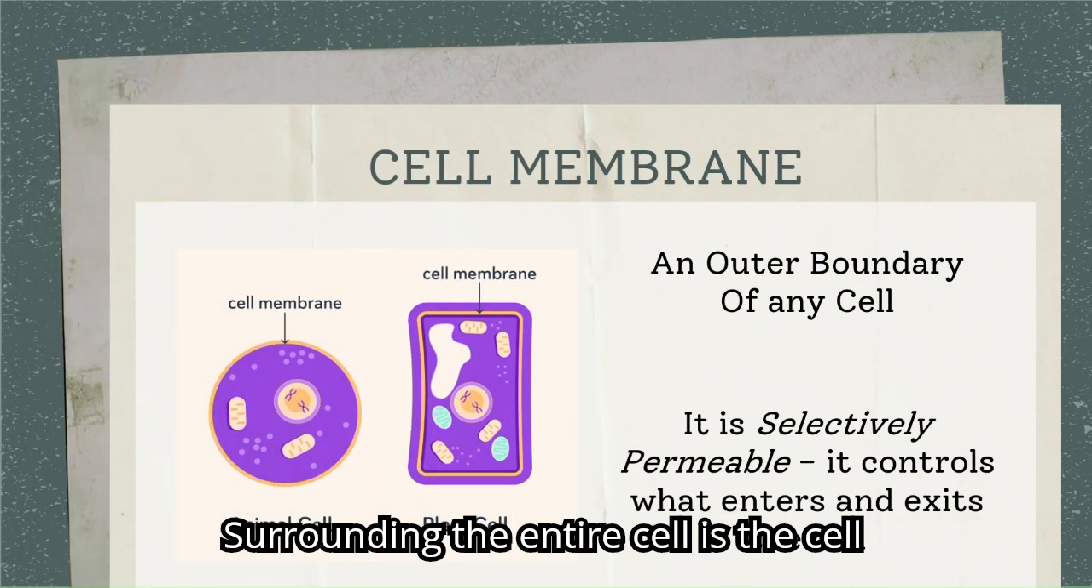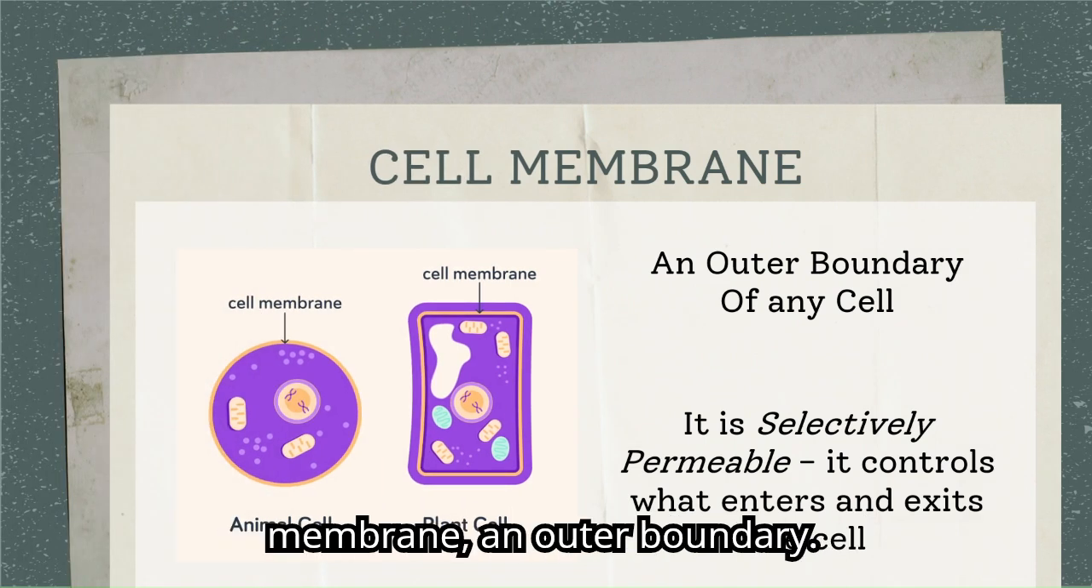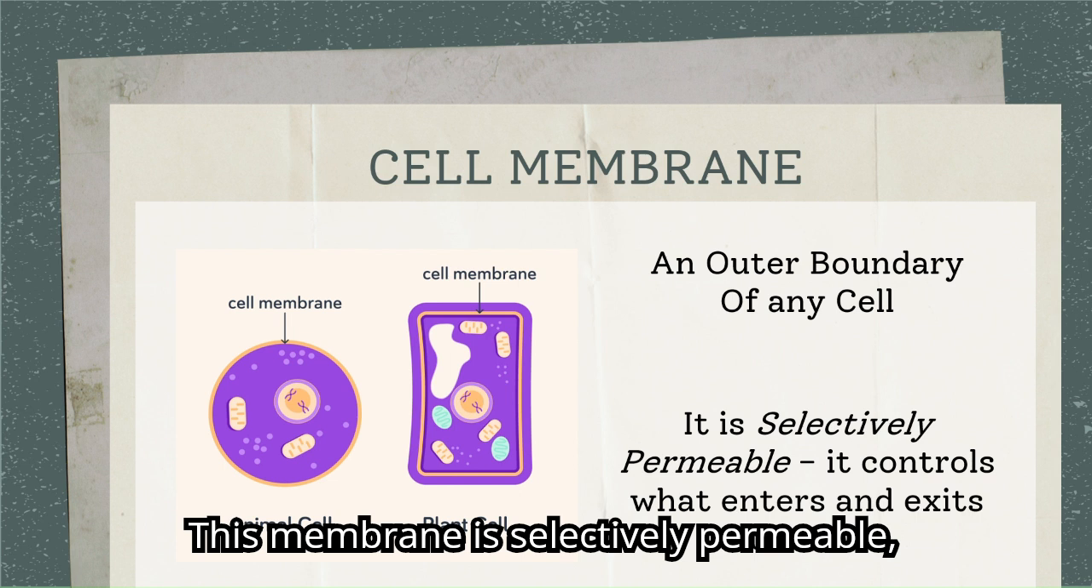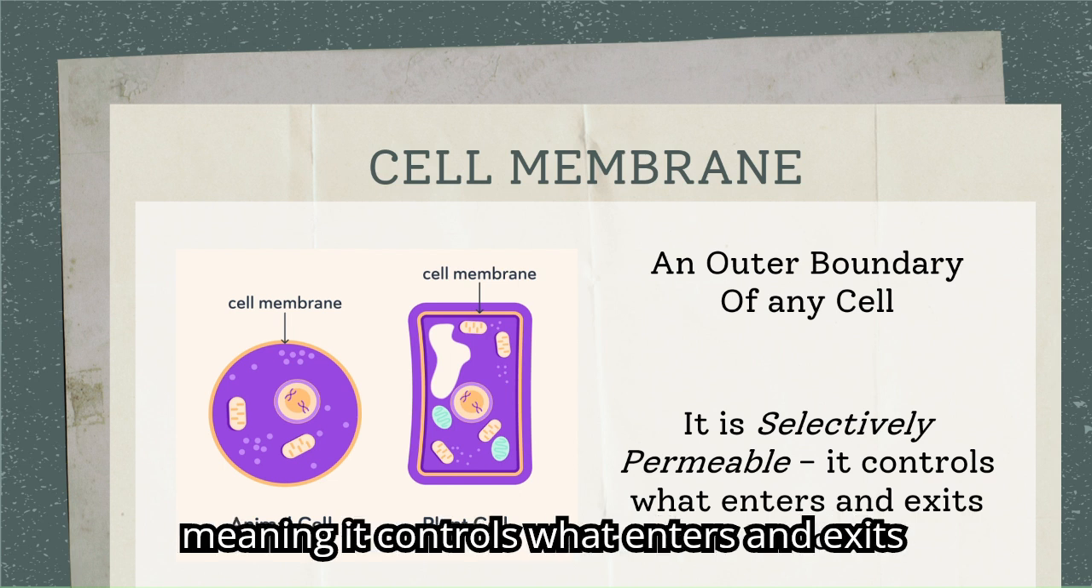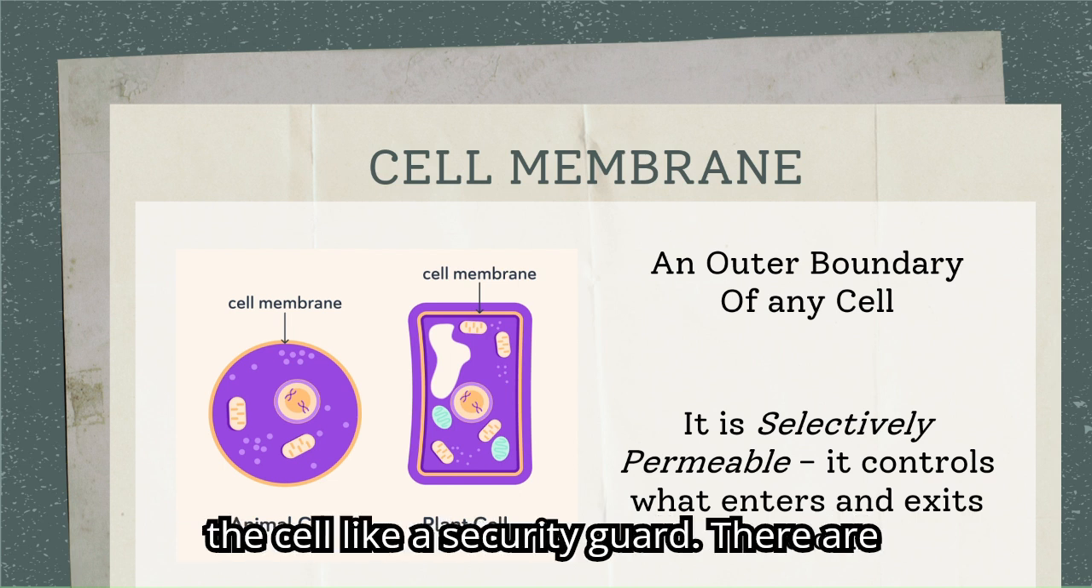Surrounding the entire cell is the cell membrane, an outer boundary. This membrane is selectively permeable, meaning it controls what enters and exits the cell like a security guard.